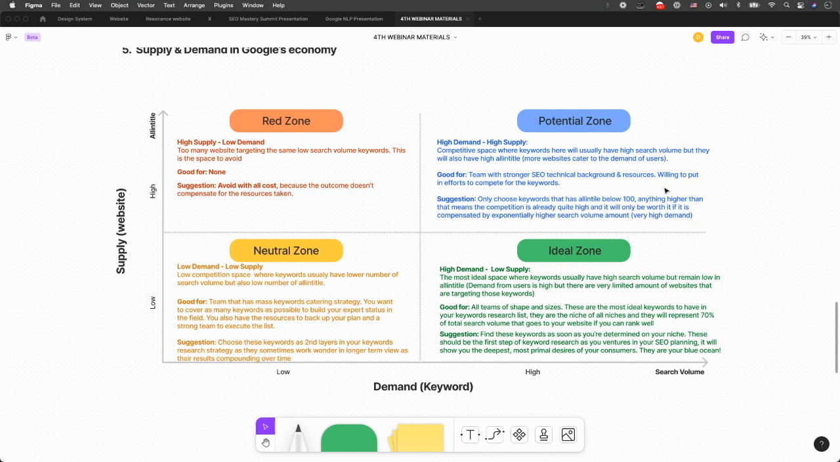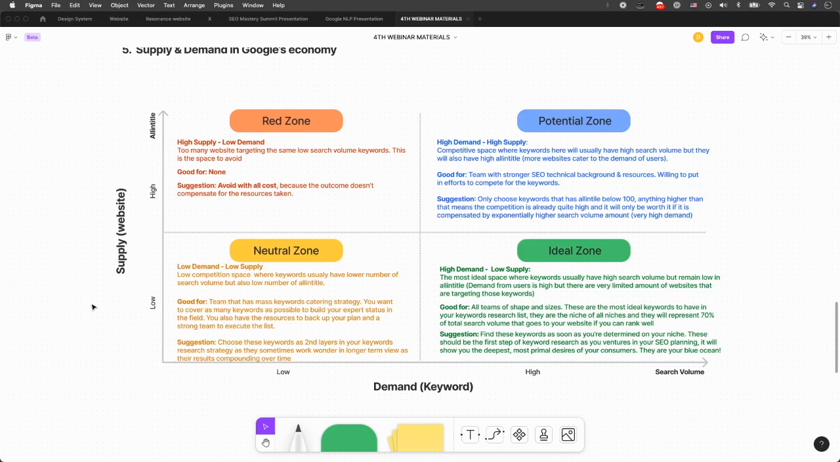The potential zone is where you look for keywords when you say, you know what, we have a strong SEO team. We have already covered all these ideal and neutral zones. We already know all those keywords. We already rank on all of them. We're looking for higher, more competitive, yet still very good keywords, meaning they still have very good search volumes, but all entitled slightly higher, so that we could tackle them, right? And this is where the golden score comes in, right?